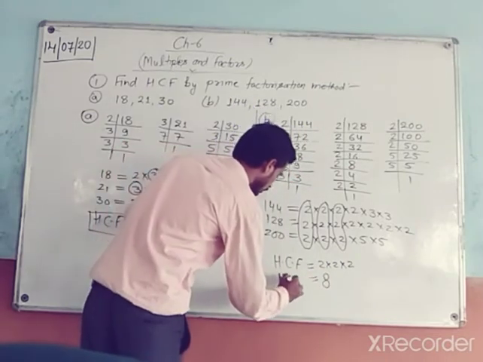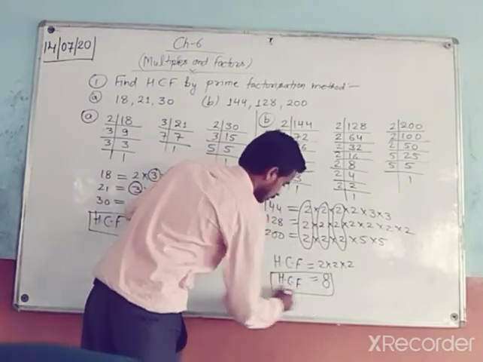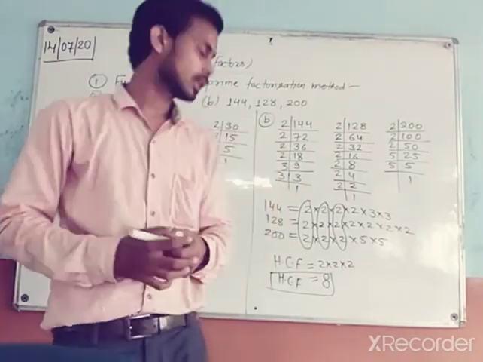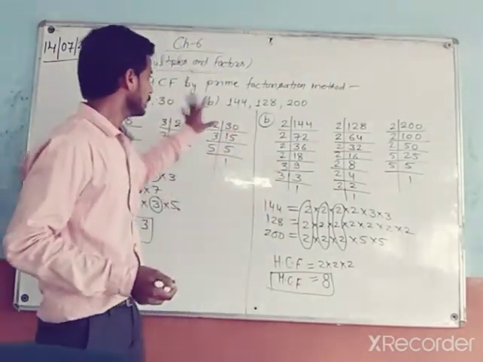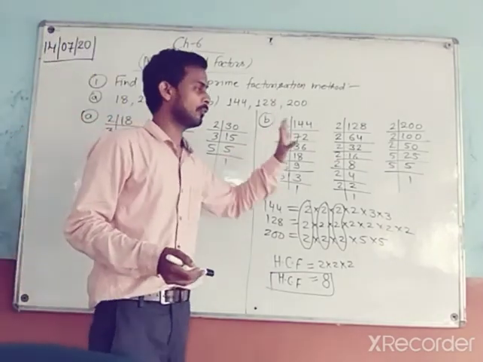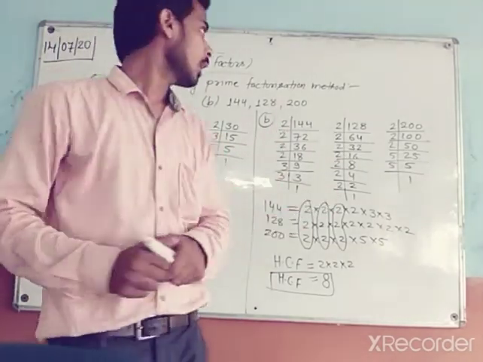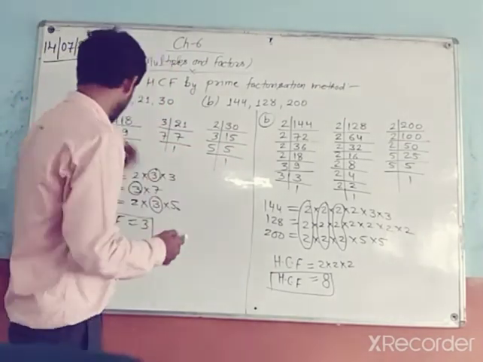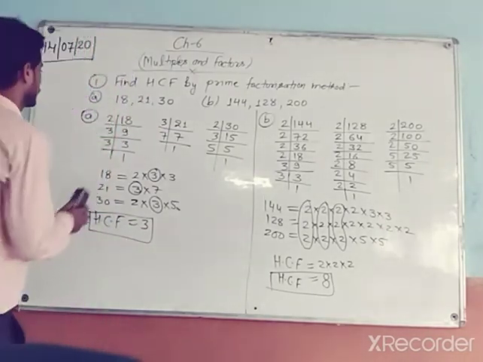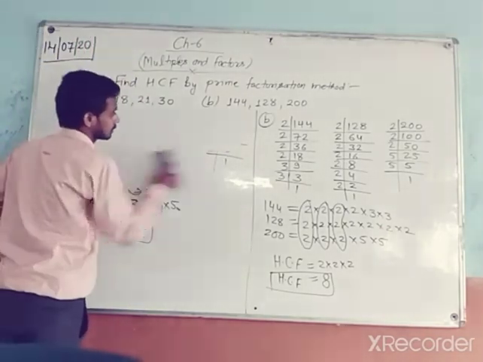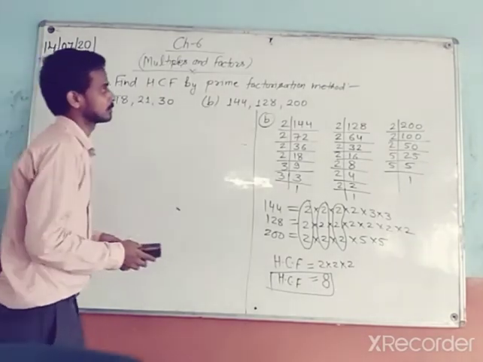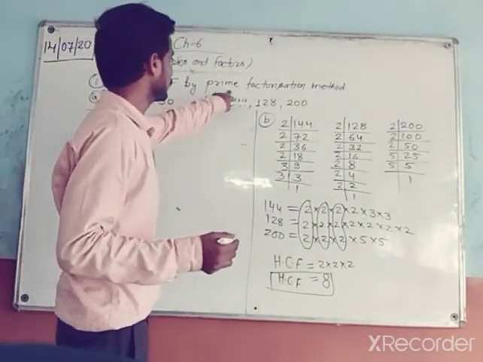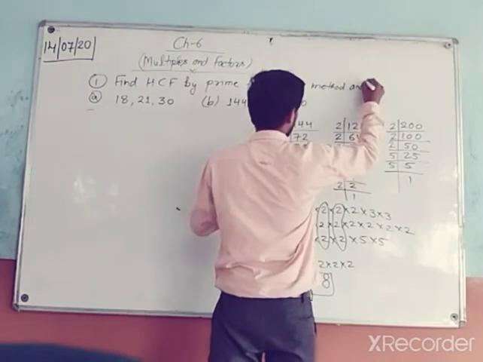The HCF of 144, 128 and 200 is 8 only. Okay, this type of method is called the prime factorization method. Now I am going to solve this question by the division method also. See, if the question is find HCF by prime factorization method and division method.